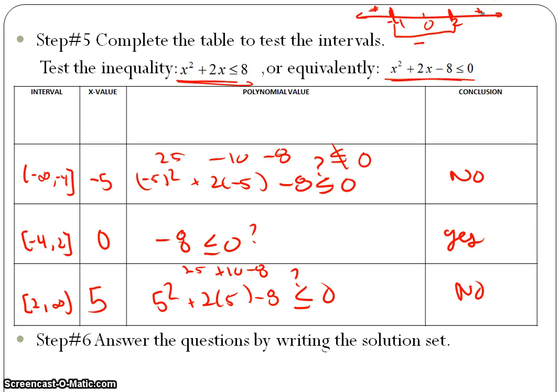So from there, we have one conclusion. We got one yes. The parabola is less than 0, so below the x-axis, on one interval between minus 4 and 2. So you write the solution set as minus 4, comma 2. And if you had two yeses, then we would write it with the union symbol and then the other interval. We'll see that in the next example.